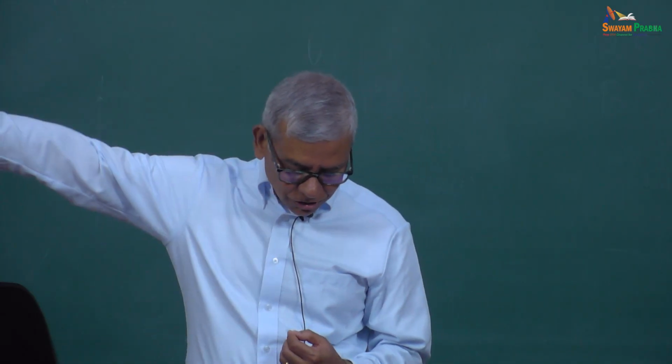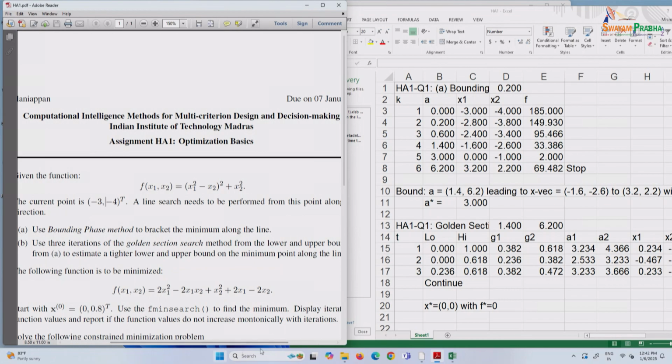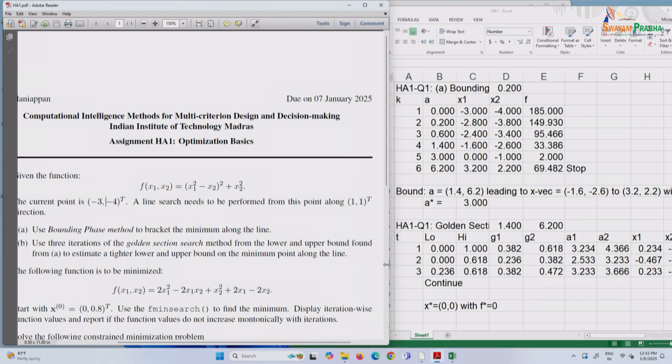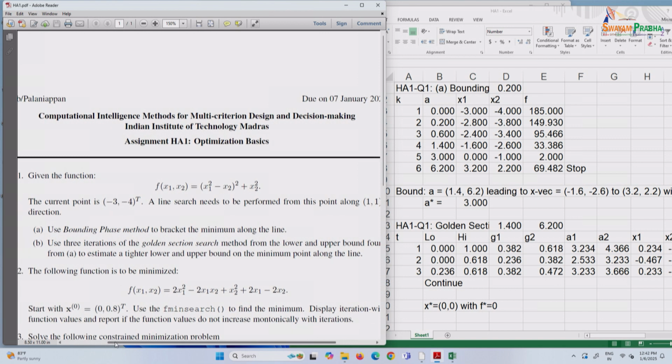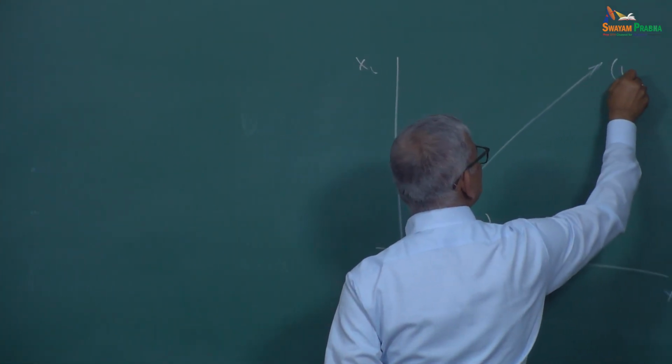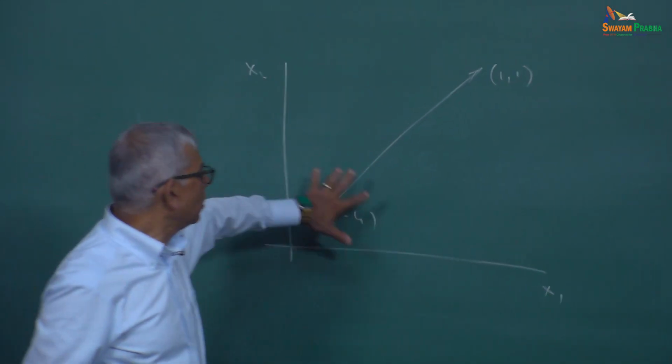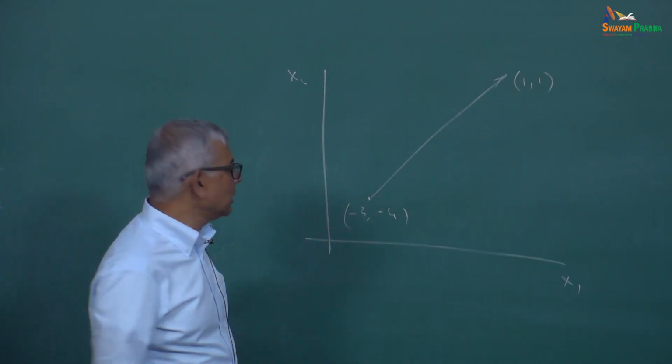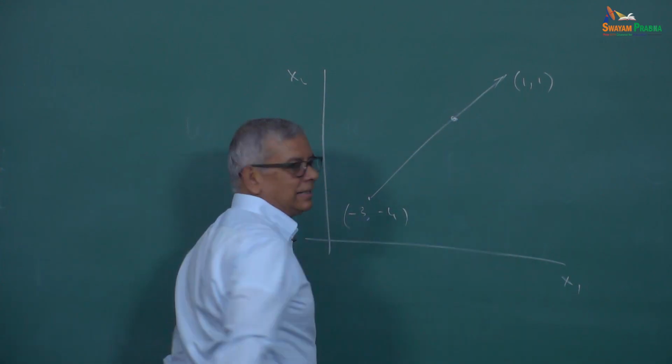I will do a line search that needs to be performed along the direction (1, 1) using bounding phase. So basically, what I have is a two-dimensional space x1 x2. I've got the (-3, -4) point and I'm going along the (1, 1) direction. The objective function can be defined anywhere in this space. Somewhere there will be a minima. I need to find that.